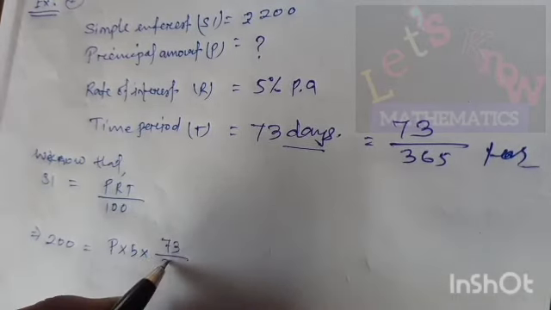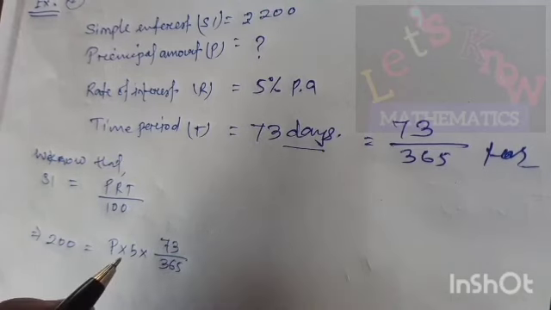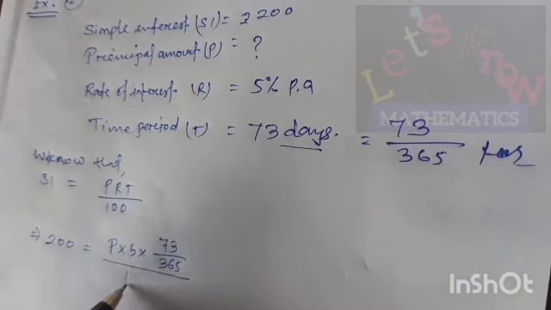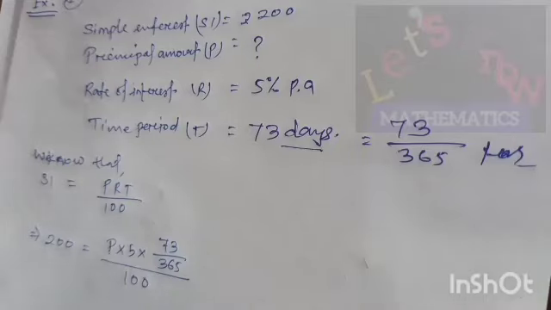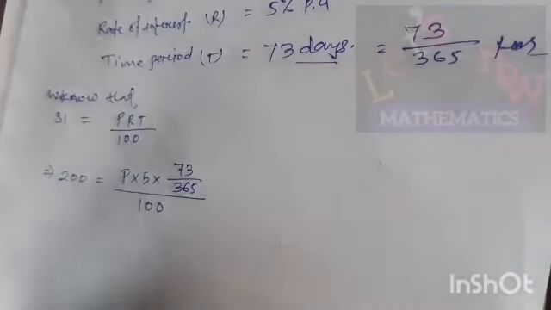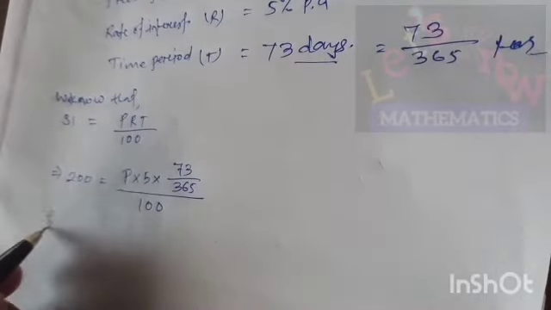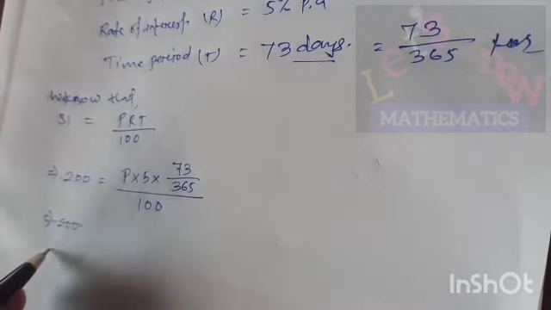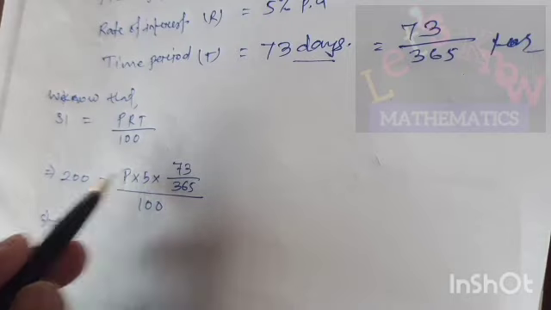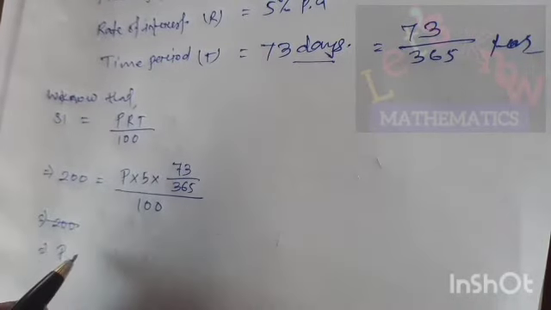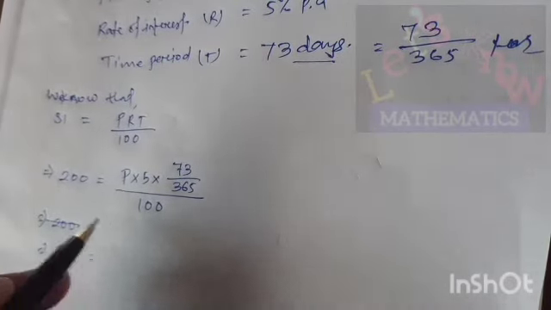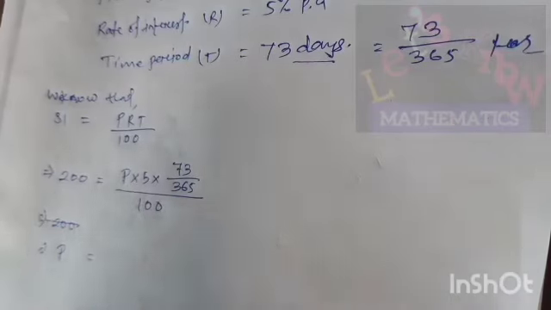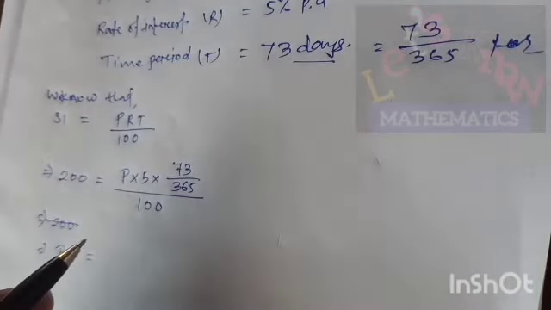73 by 365, divided by 100. Okay, now see what to do. 200 is equal to... Now see, we will find the principal, right? So if we are going to find the principal, this one and this one will come down, will go up, right?